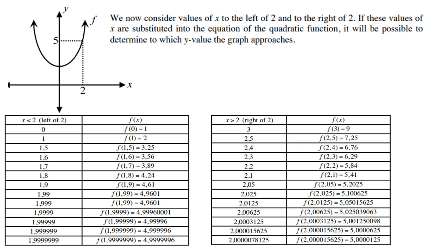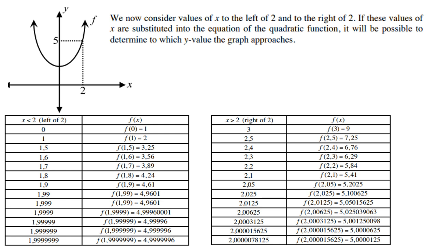So you first use x as 0, and you substitute, then you get 1. Then if you put in 1, you get 2. 1,5 gives you 3,5, etc. If you put in maybe 1,99, you get 4,96. And if you put in maybe 1,99999, you get even much bigger values. So what you notice here, it seems like as the x values approach 2 from the left-hand side, the function is approaching 5. It is moving closer and closer to 5.